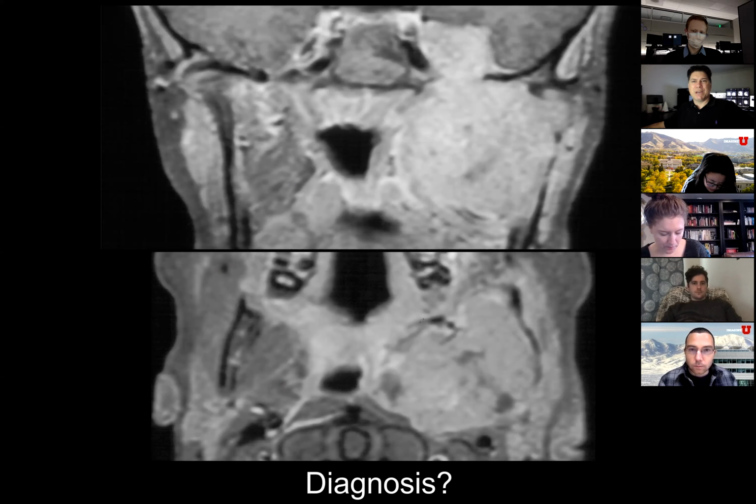What is another common mass that we might think about in a differential for the masticator space, a space that has all these big muscles? Sarcoma. Sarcomas love the masticator space, all flavors. Whatever words you want to put in front of a sarcoma, those things happen in the masticator space.